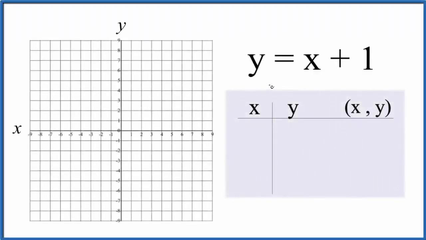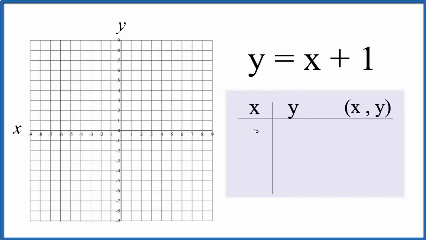In this video, we'll graph the linear equation y equals x plus 1. And we'll do it two ways. First, we'll plug some values in for x, find the corresponding y values, and plot those. Then we'll use the slope-intercept formula, y equals mx plus b, to check our work.